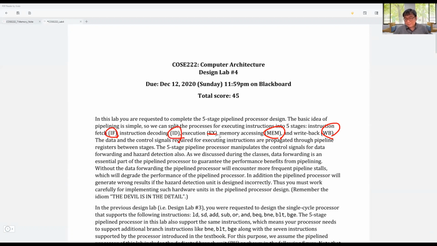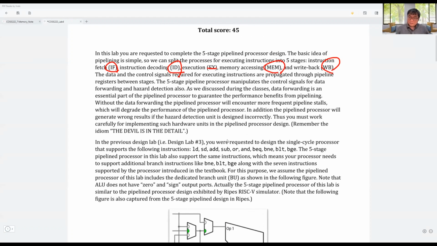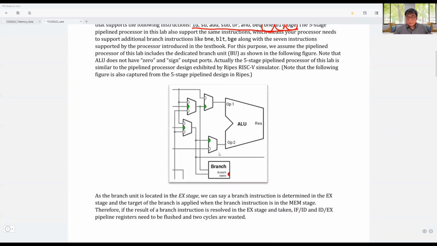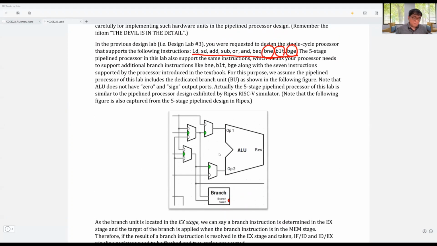This 5-stage pipeline processor needs to support the same instructions we implemented in design lab number 3. So this processor needs to support these instructions. BNE, BLT, and BGE are included in the supported instructions. But I want to change the design of this pipeline processor.